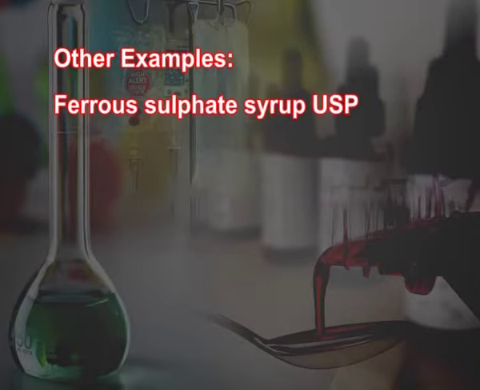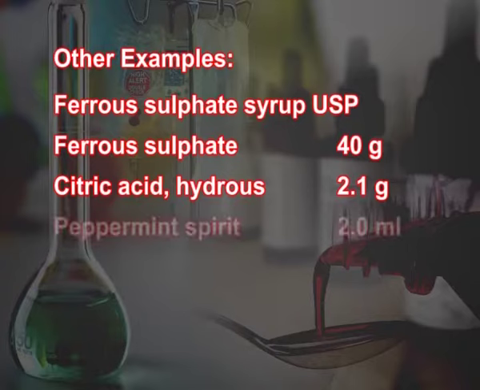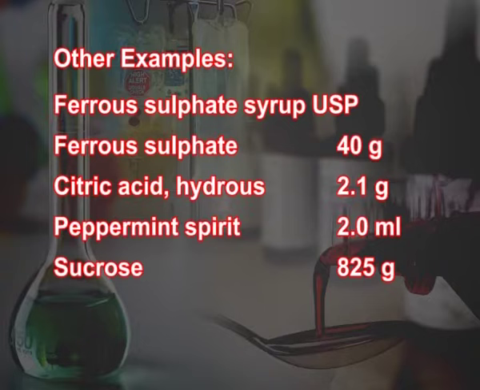Ferrous sulfate syrup is prepared by taking 40 grams of ferrous sulfate, citric acid anhydrous 2.1 gram, peppermint spirit 2 ml, sucrose 825 grams, purified water to 1000 ml.